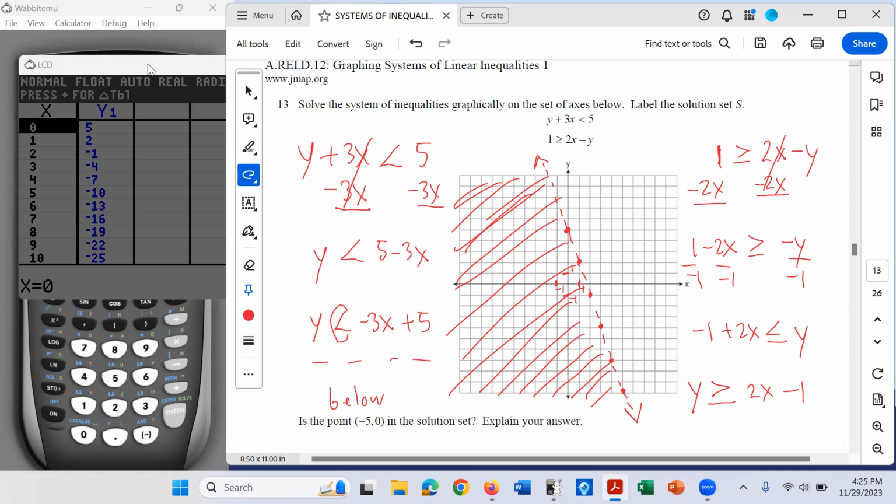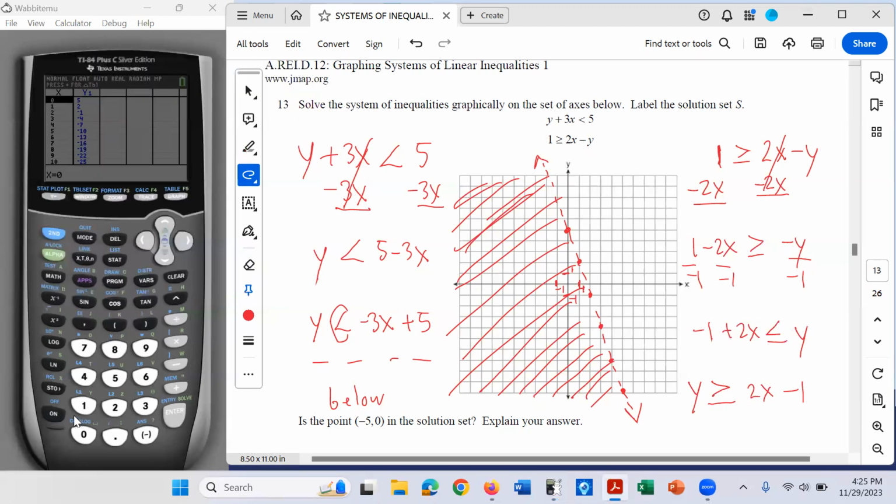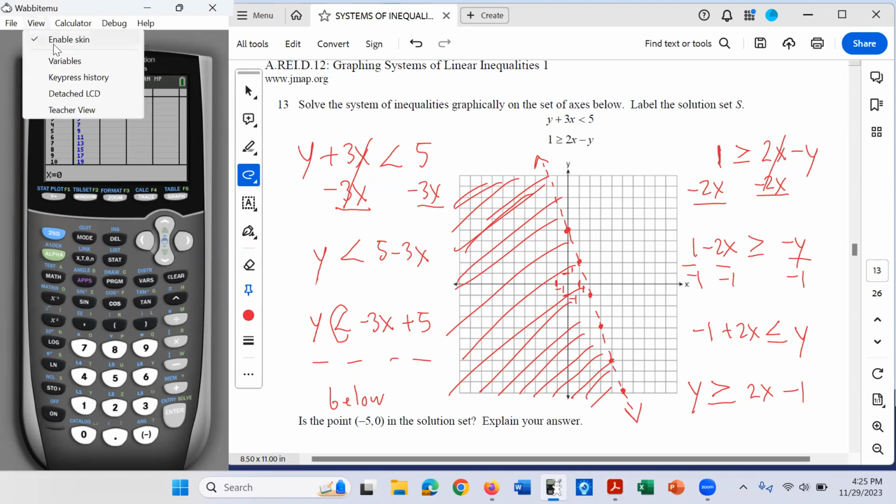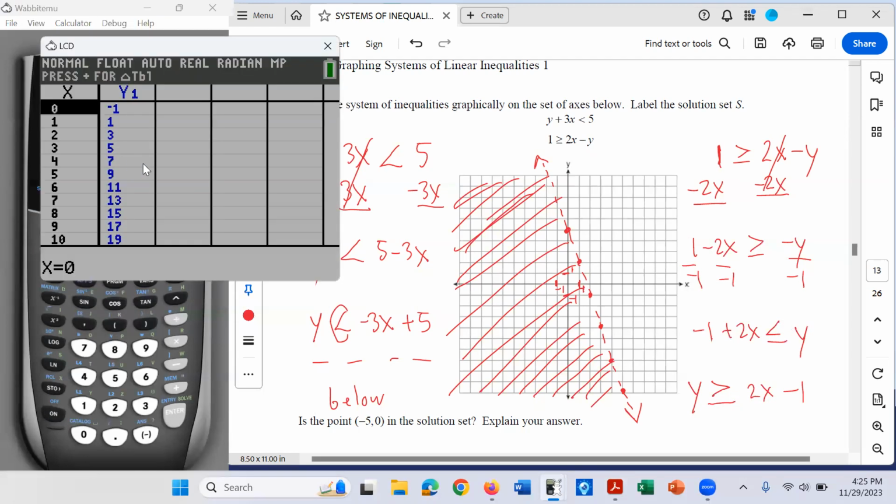Let's get back to my graph over here. Close this out for a second. Let's go to y equals again. Clear that out. And then I'm going to put in my 2x minus 1. Then from here, I'm going to hit my second function button and get to that table. Now I've got all the points that I want to plot. And let me just bring that screen closer to us. And these are the points that we're going to be plotting.